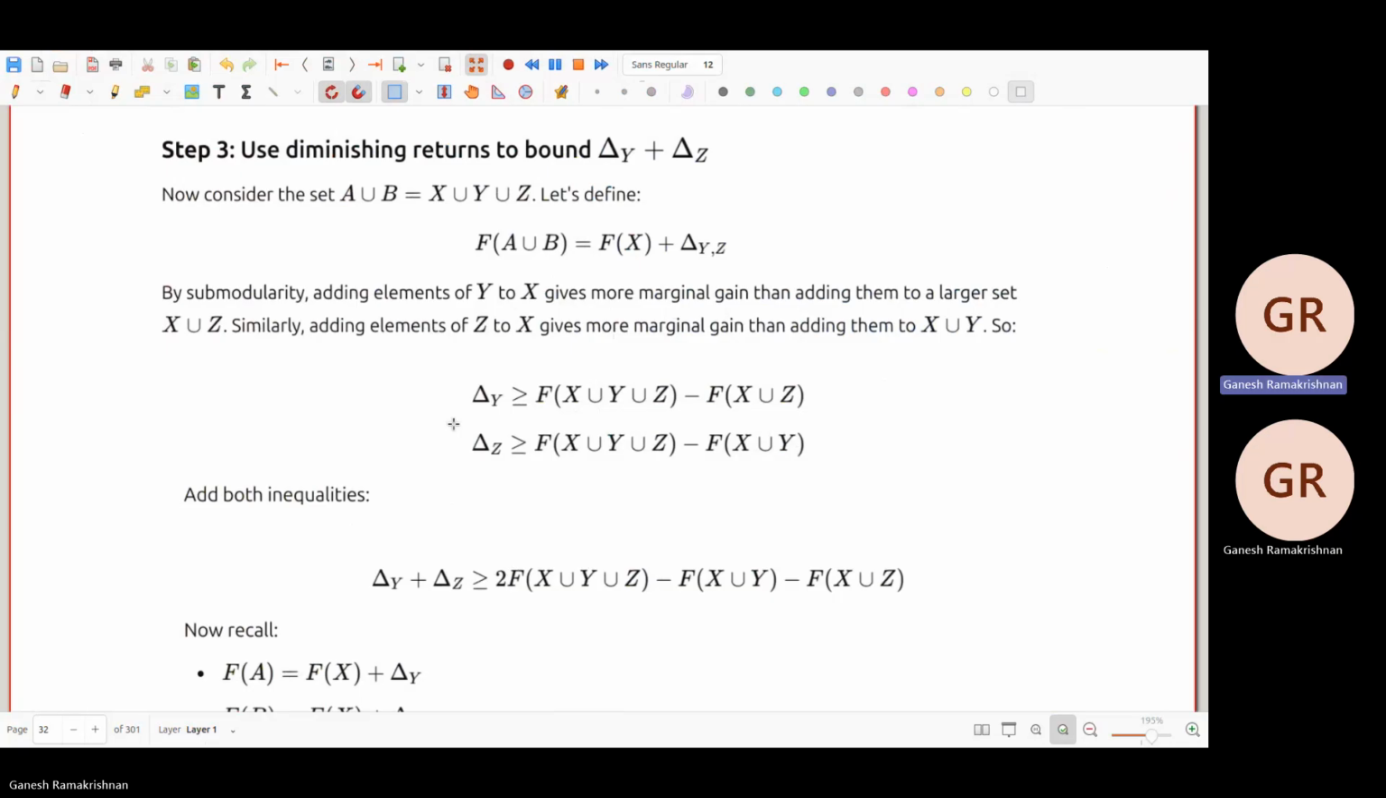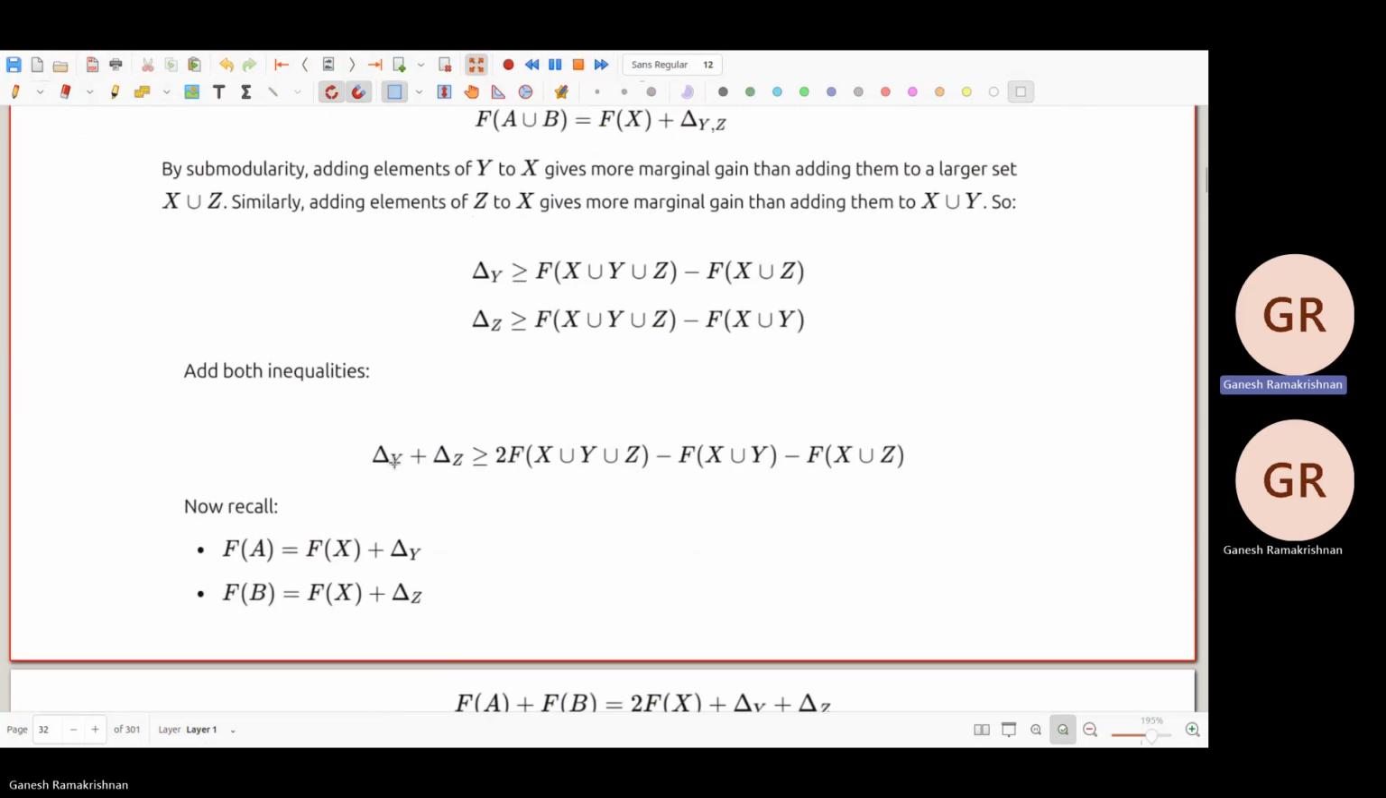right? You'll get this 2 times f of x union y union z minus f of x union y and f of x union z. But what is x union y and x union z? x union y is A, x union z is B, right? This is A and B. So just continuing this expression further, this is what you'll find.